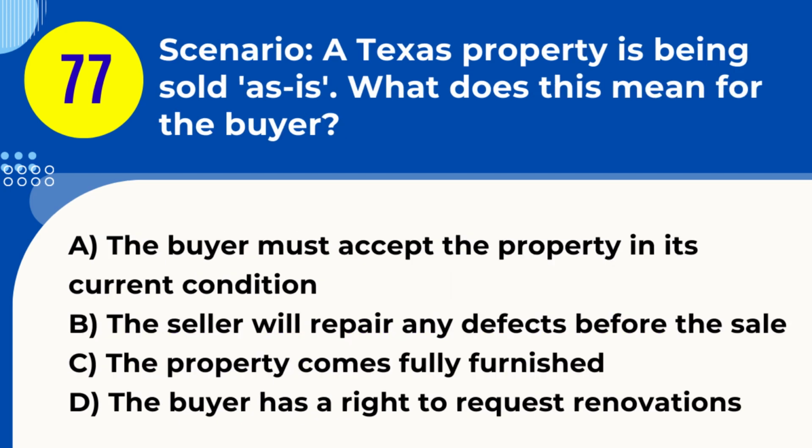Question 77. Scenario: A Texas property is being sold as is. What does this mean for the buyer? A. The buyer must accept the property in its current condition. B. The seller will repair any defects before the sale. C. The property comes fully furnished. D. The buyer has a right to request renovations.